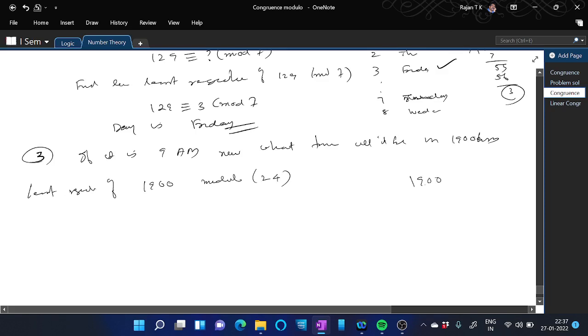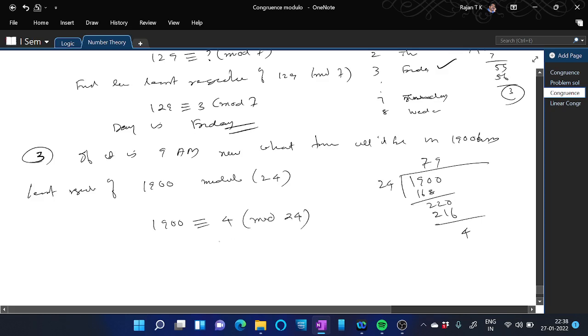Now we just find 1900 divided by 24. You can see that 190 it goes 7 times. 7 into 24 is 168. On subtraction you get 22. Then 220 it goes 9 times. So 9 into 24 is 216. So we are getting 4 as the remainder. That means 1900 is congruent to 4 mod 24.